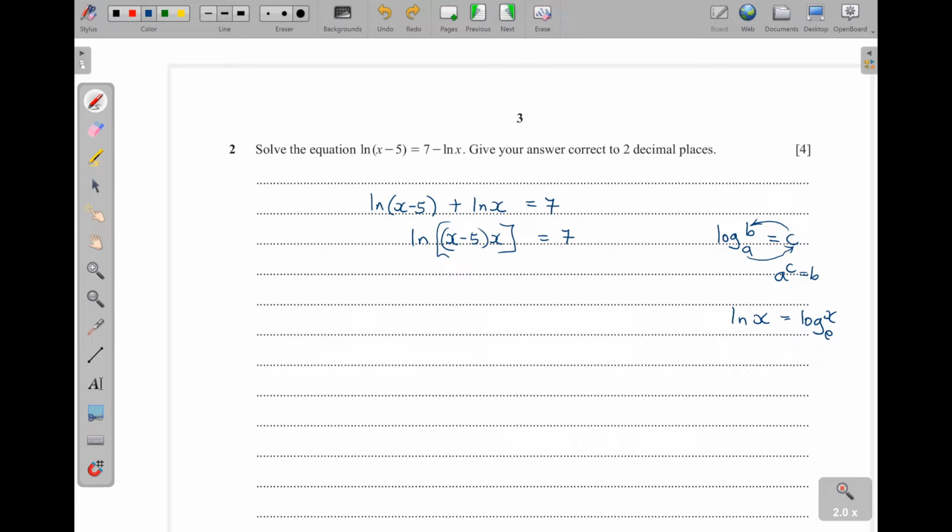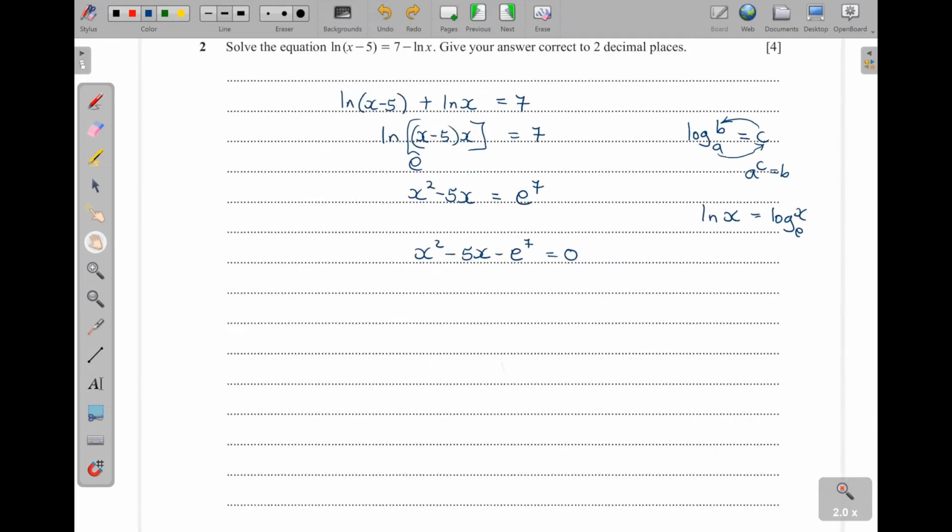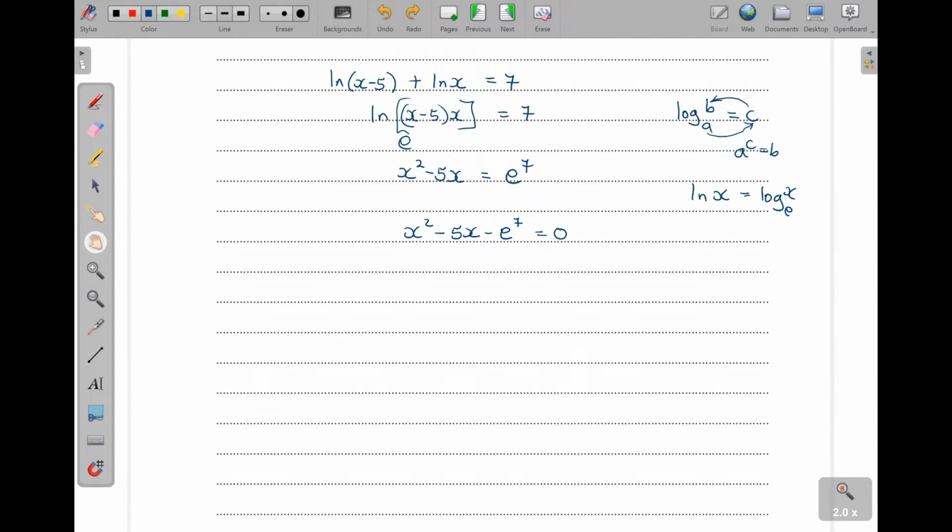So what I'm going to do is, when I multiply here, it will be x squared minus 5x, and it will be equal to e to the power 7, because there is an e here. Then after that, I can bring this one here: x squared minus 5x minus e to the power of 7 is equal to 0. And this one is a constant. So this is a quadratic equation, and you can solve it using the quadratic formula because you cannot factorize this.